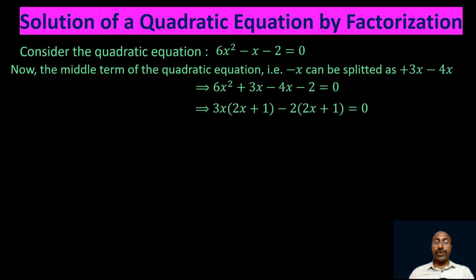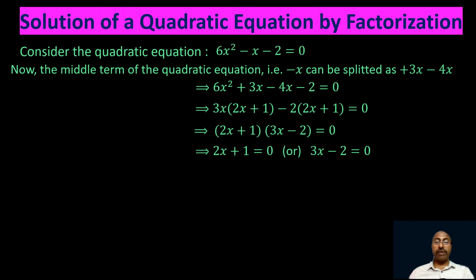And if you take minus 2 common in the last two terms, we get minus 2 into 2x plus 1 is equal to 0. And in both the terms we have 2x plus 1, so we can take 2x plus 1 common also. So we can write 2x plus 1 into 3x minus 2 is equal to 0. And as the product of these two expressions is equal to 0, either of them must be equal to 0. That is, either 2x plus 1 equal to 0 or 3x minus 2 equal to 0.